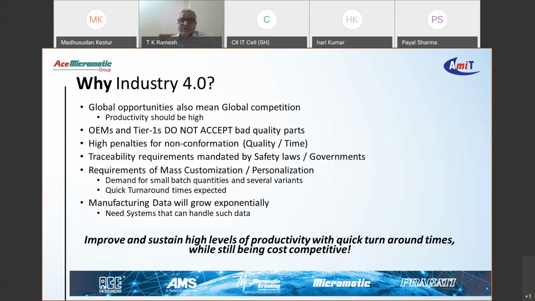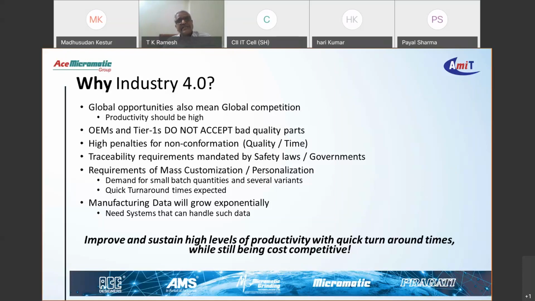While this is an extremely good thing to happen, global opportunities automatically mean that there's also going to be global competition. And when it comes to competition, whether it is quality from a time perspective, quality from a dimension perspective, quality from a surface finish perspective, or quality from a reduction of waste perspective, defects have to be not at all there or should be tending towards zero.